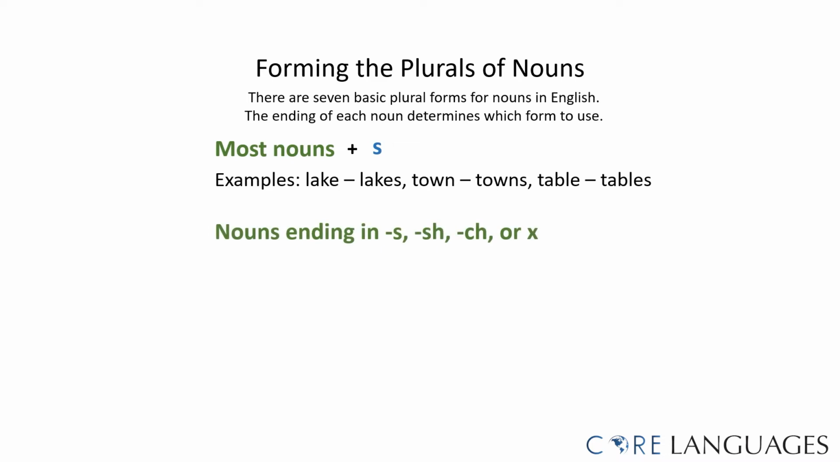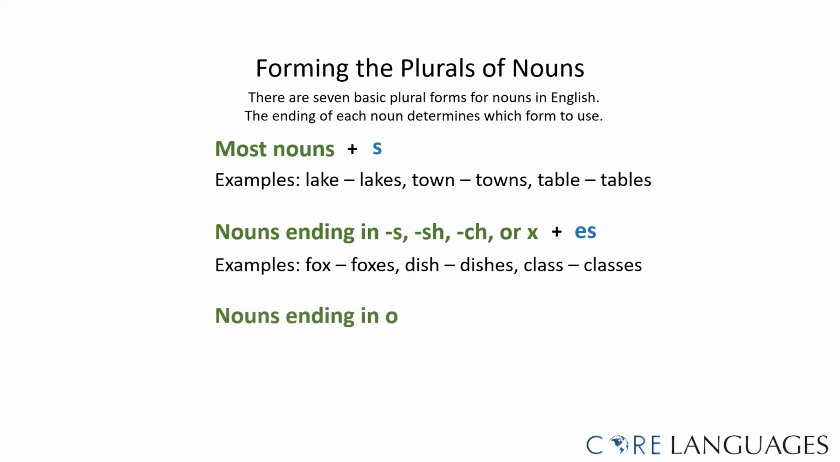If the noun ends in an S, SH, CH, or X, we add ES. For example, 1 fox, 2 foxes, 1 dish, 2 dishes, 1 class, 2 classes.